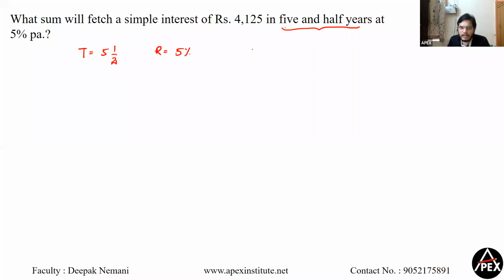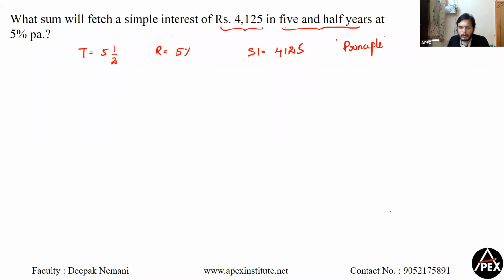Now, what sum will fetch a simple interest of rupees 4,125? So what is this 4,125? Is it principal or simple interest? This is simple interest, guys. Many of you have considered that as principal, so please don't do that. This 4,125 is nothing but simple interest. Now, what should be calculated? We need to calculate the principal, the principal which will yield 4,125 rupees in 5.5 years at 5% rate of interest, isn't it?